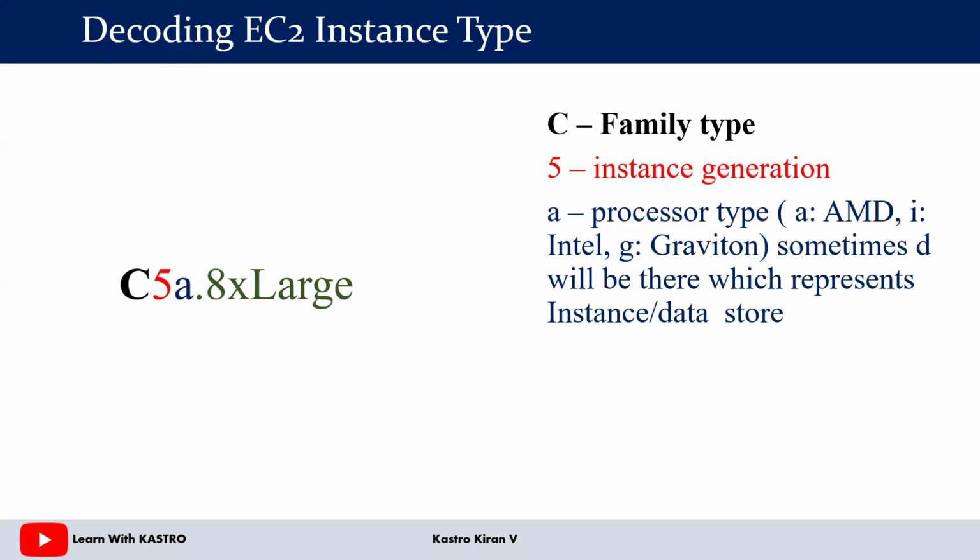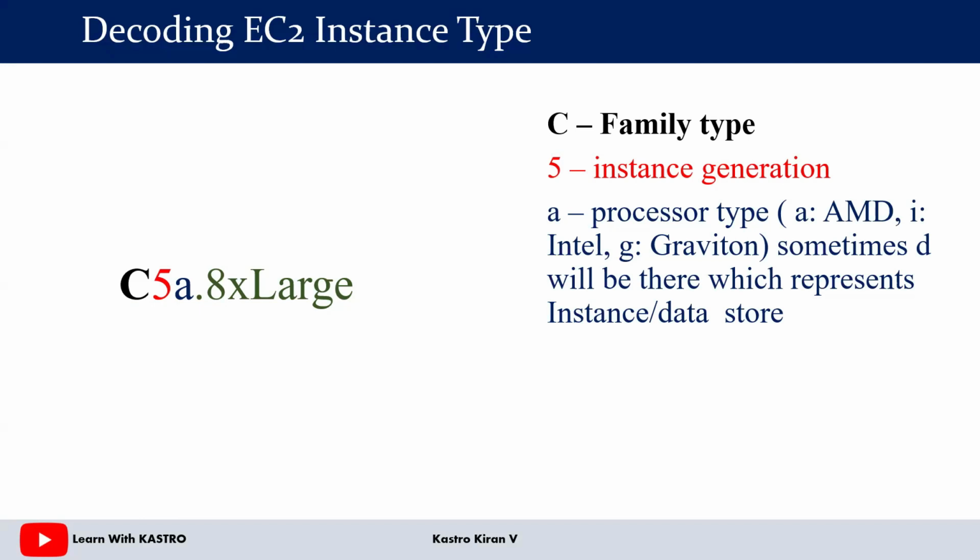Sometimes D will also be there, which represents instance data store, or instance store. These D types are much less available, but most commonly we'll have either A or I or G, that is AMD processor, Intel processor, or Graviton processor. If you take your laptop, it most commonly has an Intel Core processor like i5, i7, i3, like this. So here also for an instance, you will have the processor type.